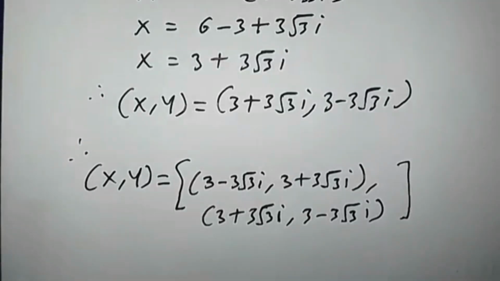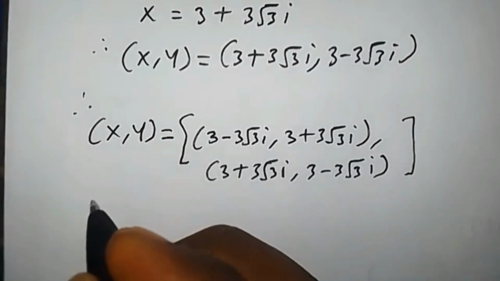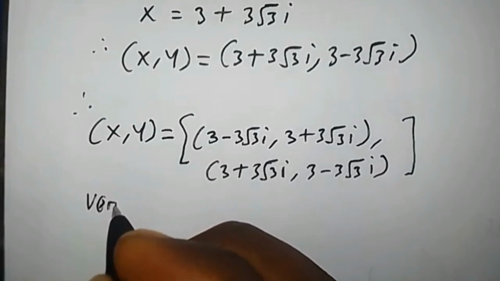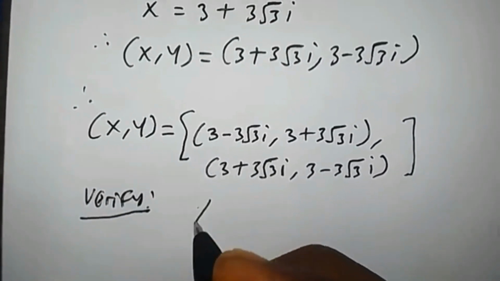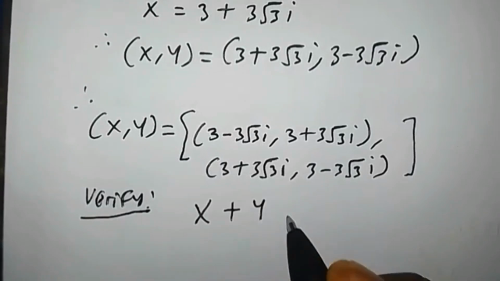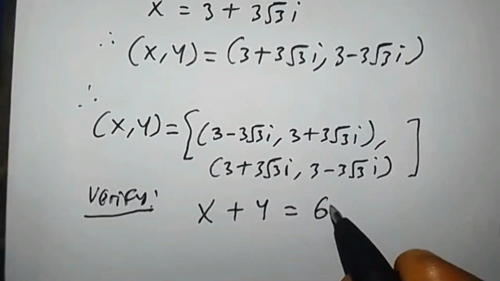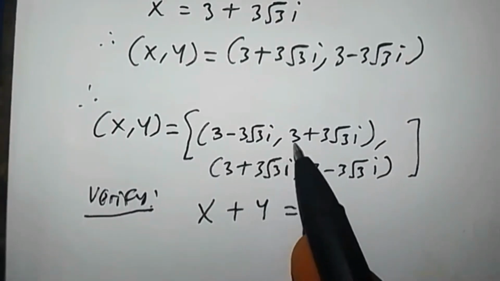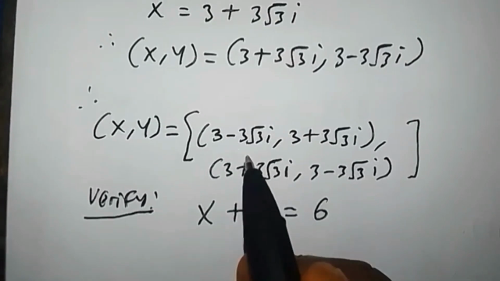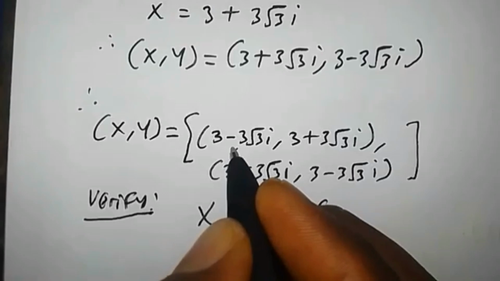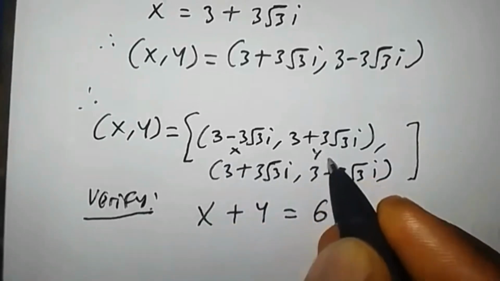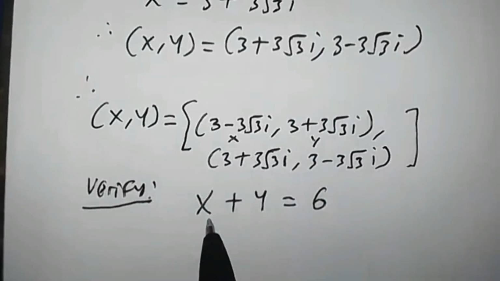We can verify this solution if it is correct. So that's what we are going to do now. Let's verify it. Verify using equation 1, x plus y is equal to 6. So let's use this equation to verify these answers. Let's verify this one first. This is x. This is y. Just plug it here.